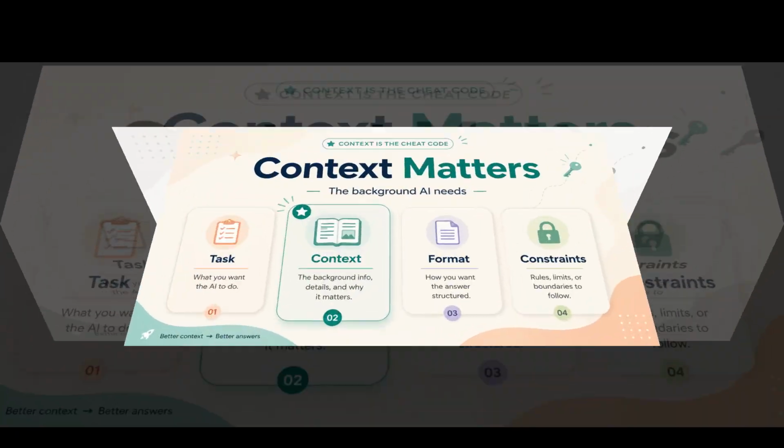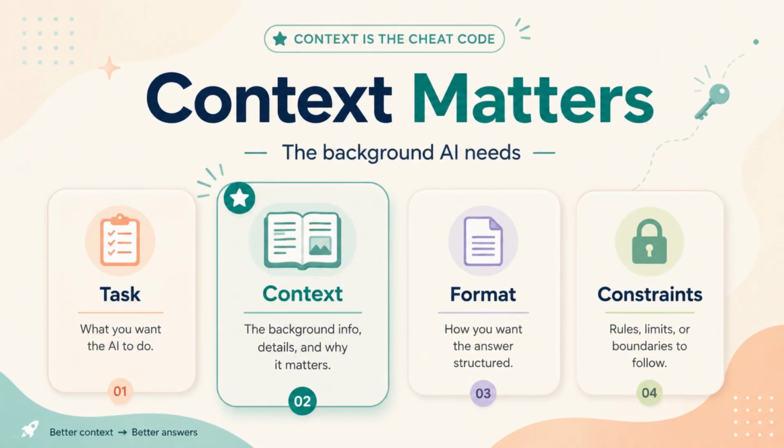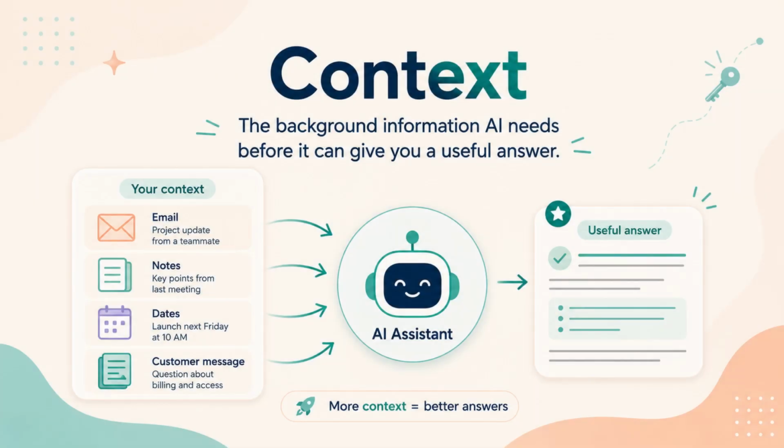In the last lesson, we learned the four ingredients of a good request: task, context, format, and constraints. Today, we are focusing on the one ingredient that usually makes the biggest difference: context. Context means the background information AI needs before it can give you a useful answer.